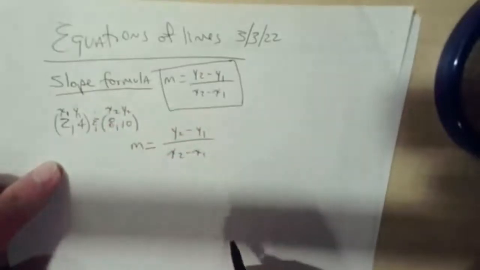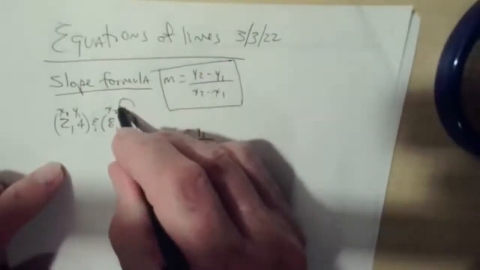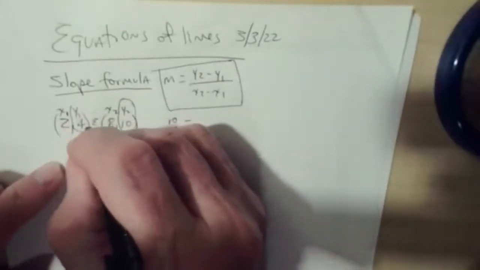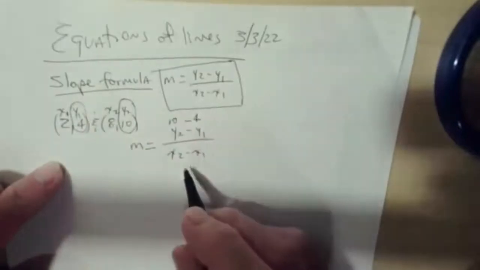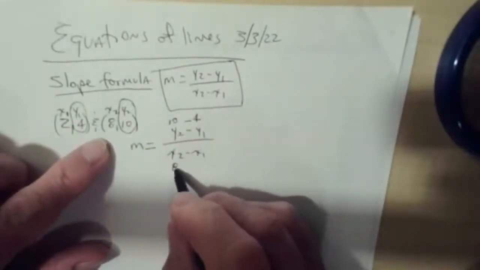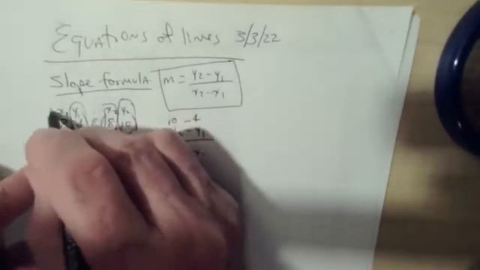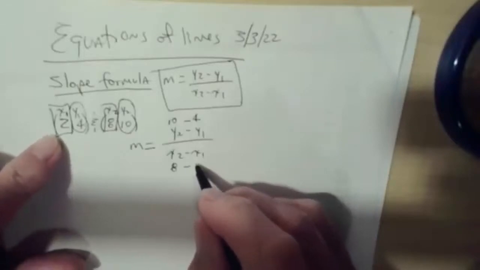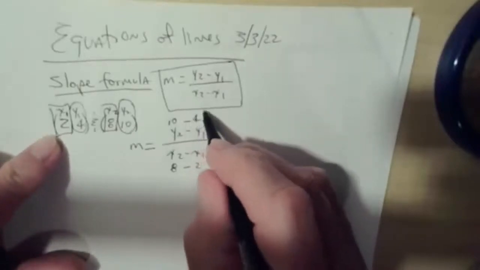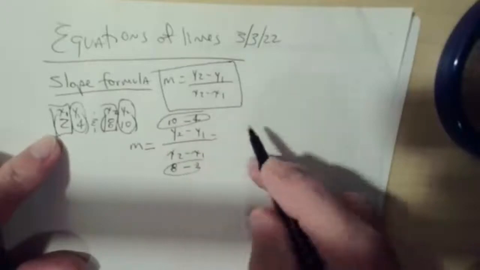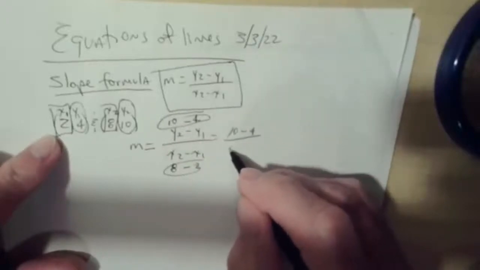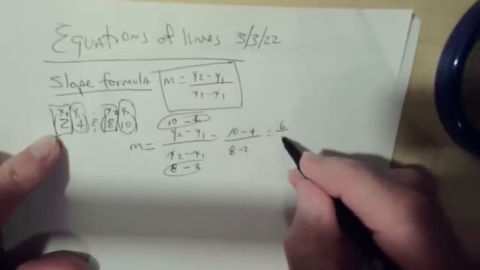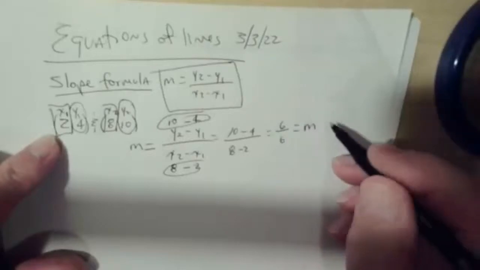So y2 is 10 minus y1, which is 4, over x2, which is 8, minus 2. So we have 10 minus 4 over 8 minus 2. 10 minus 4 is 6, over 8 minus 2 is 6. So our slope here is 1.